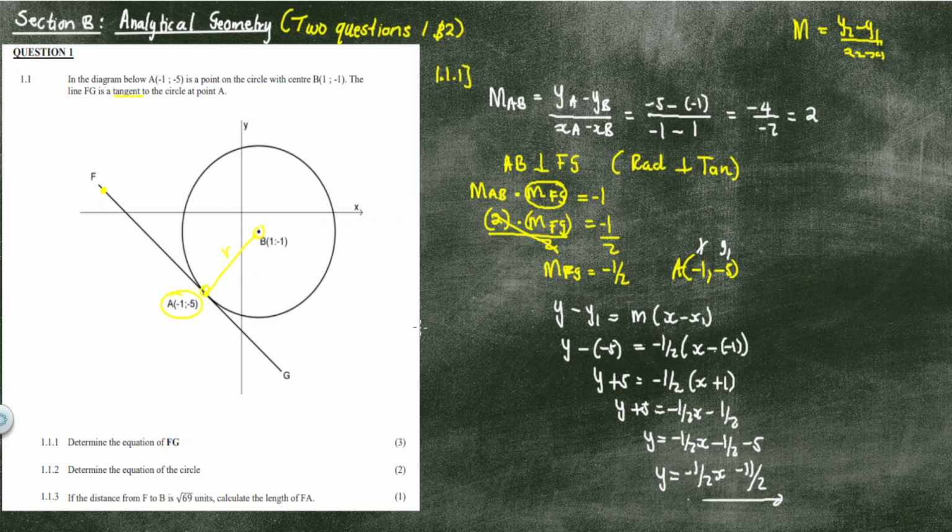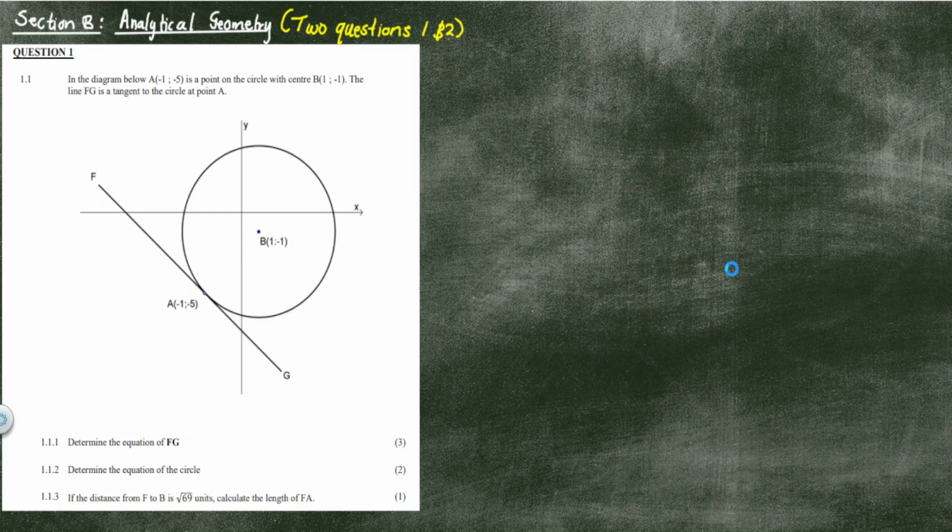Now they also want us to find what? The equation of the circle. So our circle, it's not centered at origin, right? The center of the circle is not at the origin. So we use this equation: x minus a squared plus y minus b squared is equal to r squared. So what must a and b be? The coordinates of the center.